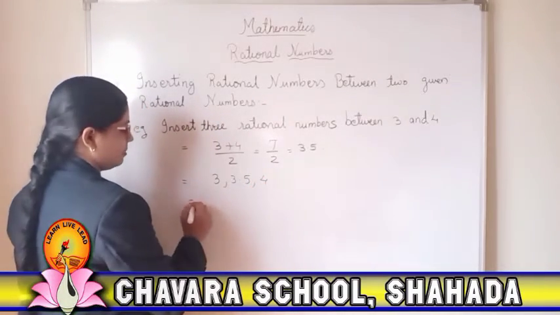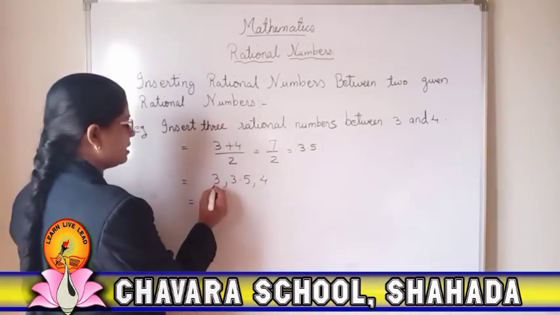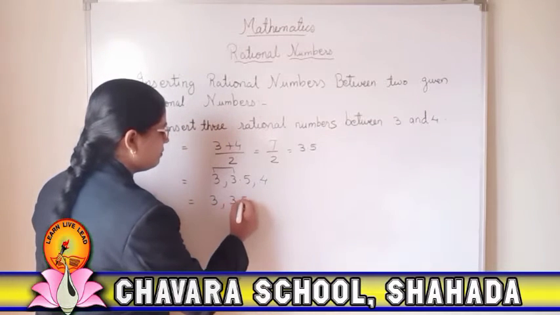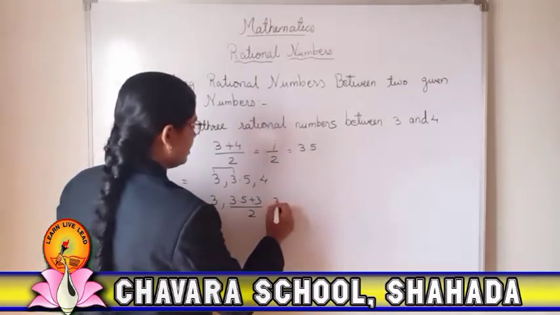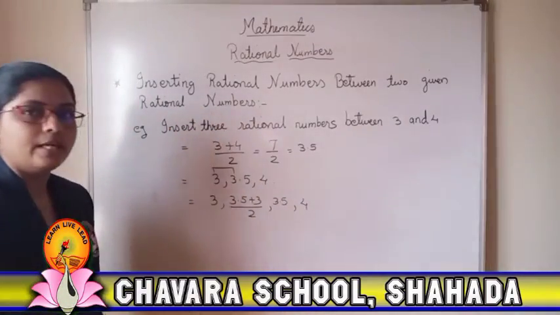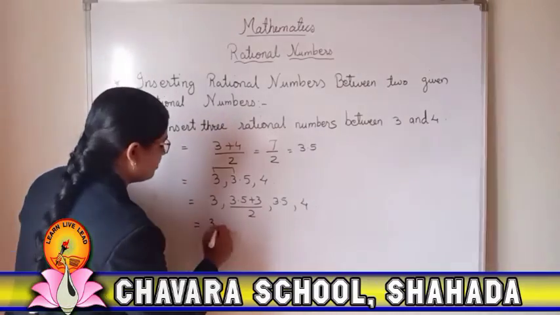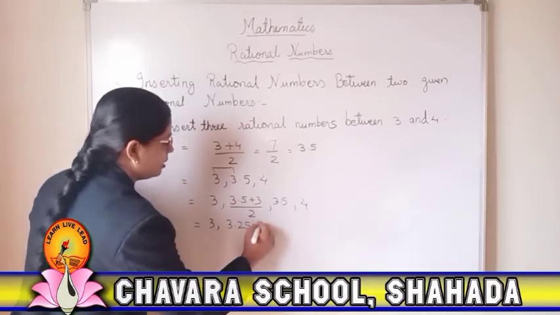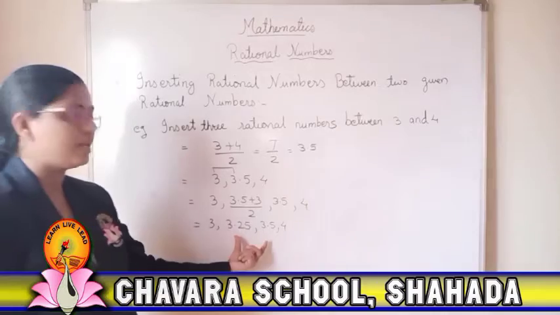Now the next step, we have to insert two more rational numbers. So we'll first insert between these two. It will be (3.5 + 3)/2, between 3 and 3.5, and then between 3.5 and 4. If we solve this, we will get the answer as 3.25, 3.5 and 4. Okay, now we have inserted two rational numbers.